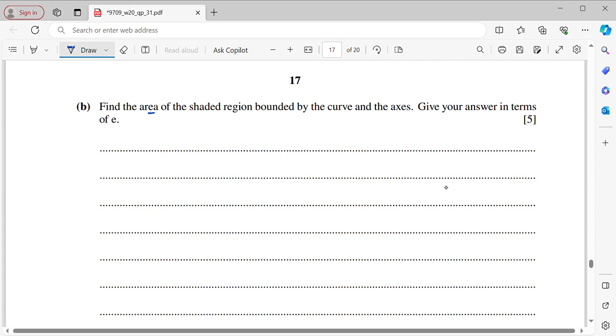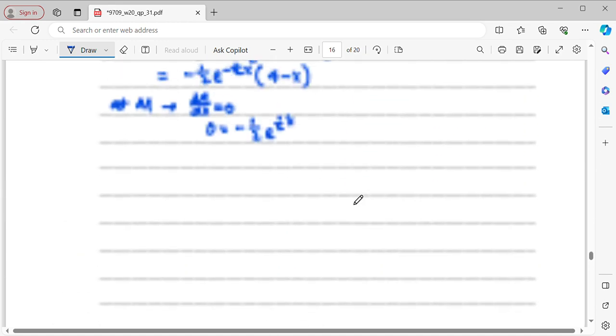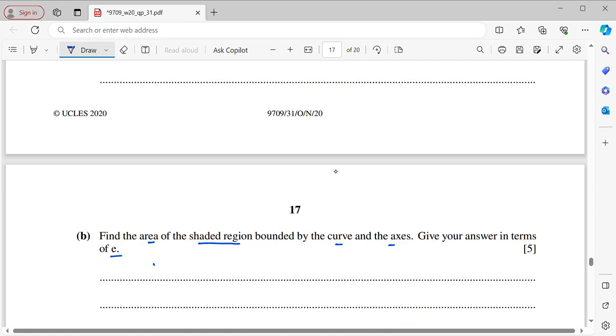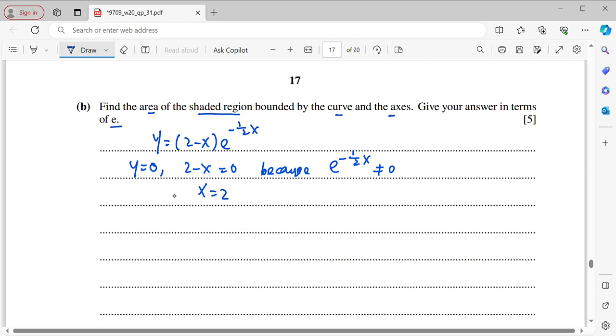Okay, now part B, find the area of the shaded region bounded by the curve and the axis. Give your answer in terms of e. So let's check the graph first. So now I need to find what this point is. Okay, this point is when y equals 0. So now y equals 2 minus x times exponential negative half x. When y equals 0, that means 2 minus x equals 0 because the e negative half x cannot be 0, which means your x equals 2.